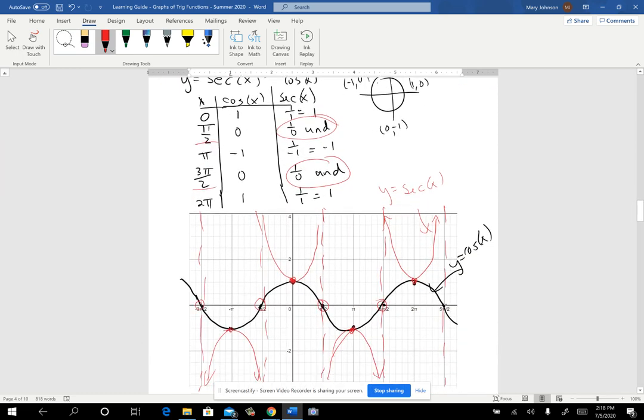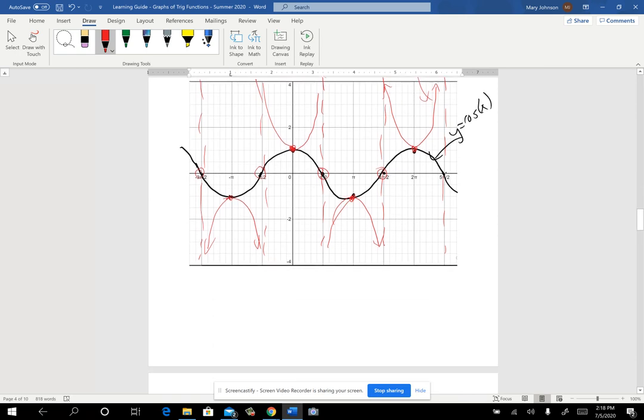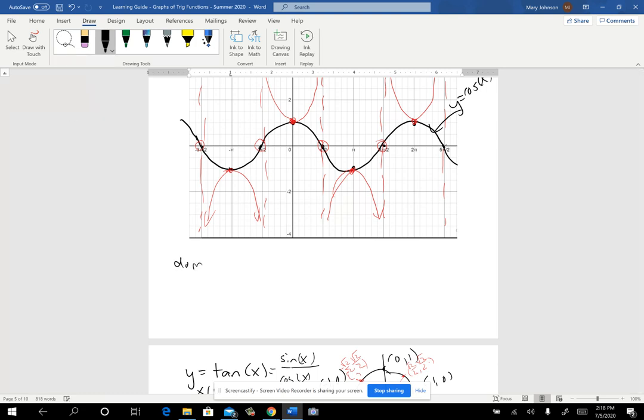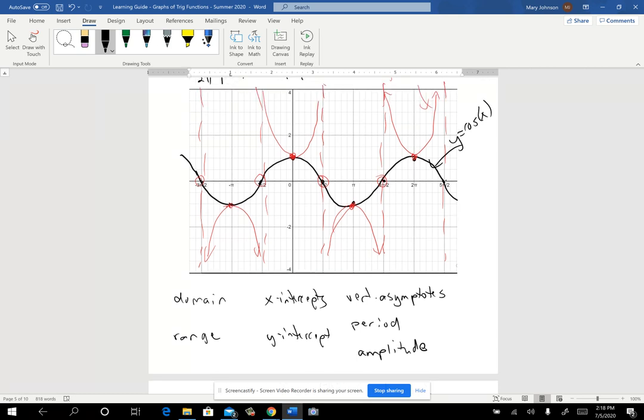We're focused on the red secant graph, not on the black cosine graph. Go ahead and be completing these and see how you're doing with domain and range, x-intercepts, y-intercept, vertical asymptotes, period, and amplitude. Okay. All right, so we're focused on the red graph, not on the cosine graph.